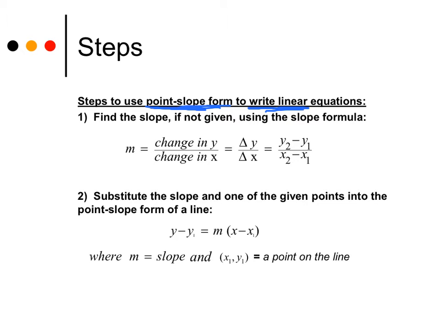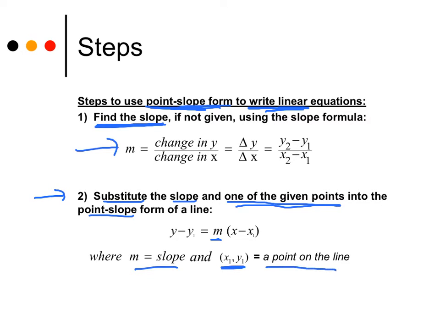There are two steps. The first step is to find the slope. Now you already know this particular formula, so you can write it down if you want to, or you don't have to. But you need to have the slope. If you don't have the slope, then you need to find it with the 2 points that they give you. The next step is that you're going to substitute in the slope and one of your points into the formula below. And then you're going to write an equation of a line. So m in this formula is the slope, and x1 and y1 equals a point on the line. All right, so let's do an example.